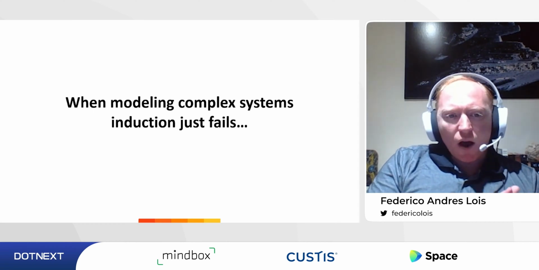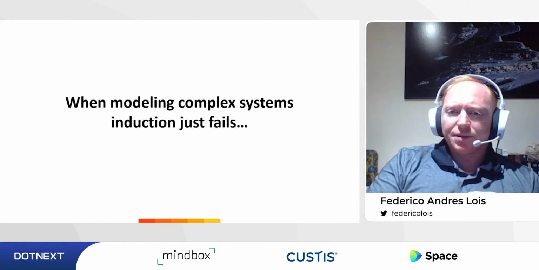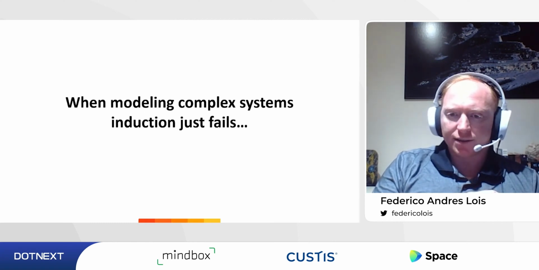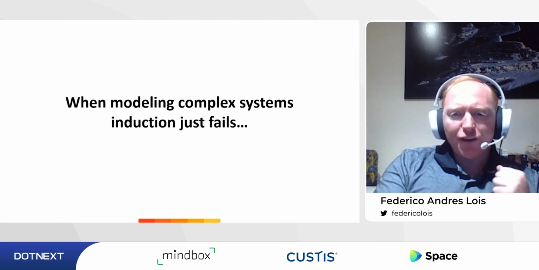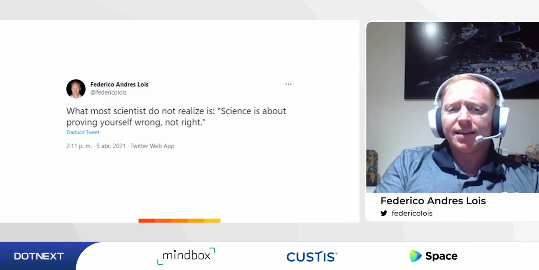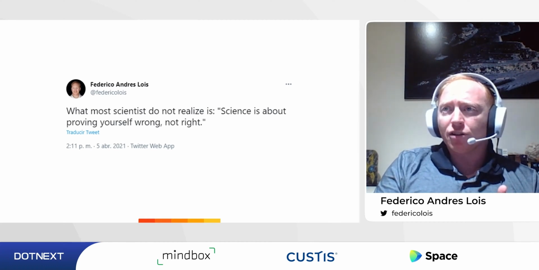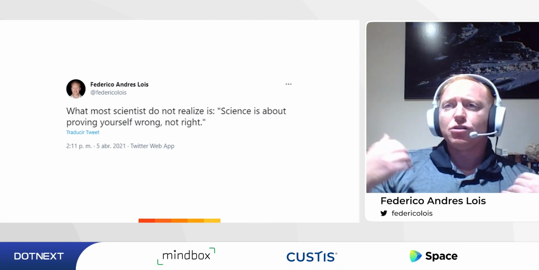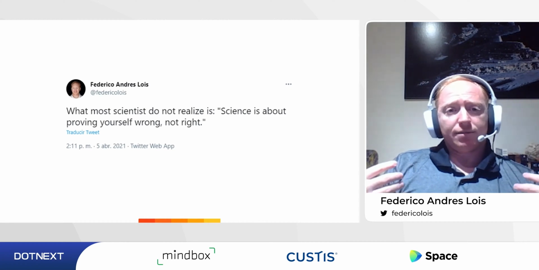So when modeling complex systems, one of the key things you have to know is that induction just fails. And because it fails, we need to understand what most scientists do not realize: science is about proving yourself wrong, not right. I'm doing a disservice to myself if I'm trying to prove me right.